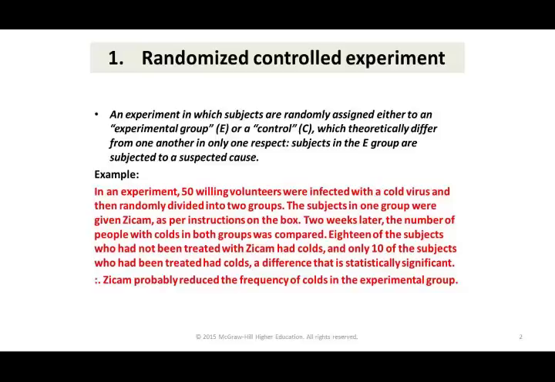Eighteen of the subjects, let's say, who had not been treated had colds, and only 10 of the subjects who had been treated with Zicam had colds. Then it looks like Zicam causes your cold to go away more quickly, right? Then there's a causal relationship. Why? Because we notice a difference in the number of people who have colds and don't have colds between the experimental and the control group. So this is the conclusion we would reach then, is that Zicam probably reduced the frequency of colds in the experimental group.